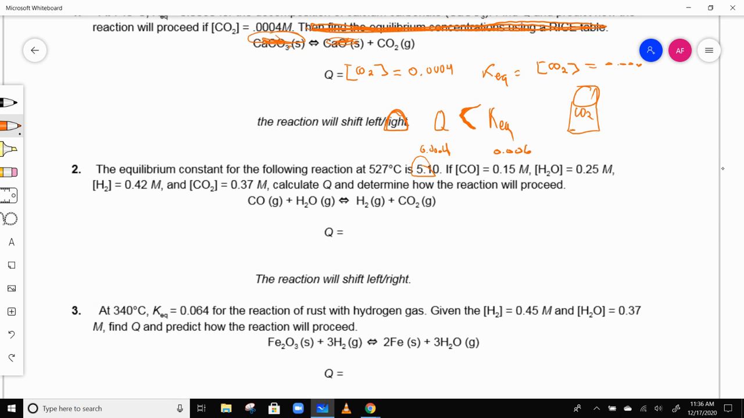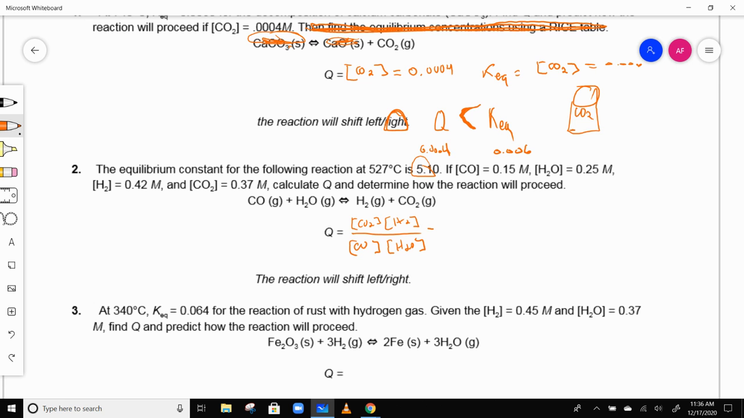And Q is equal to, again, the concentration of CO2 times the concentration of H2, just like the KEQ statement, over the concentration of CO and H2O. Q is basically the KEQ at non-equilibrium times. So it's the products over reactants, but we don't know if it's at equilibrium or not. So that's what we're trying to find out.